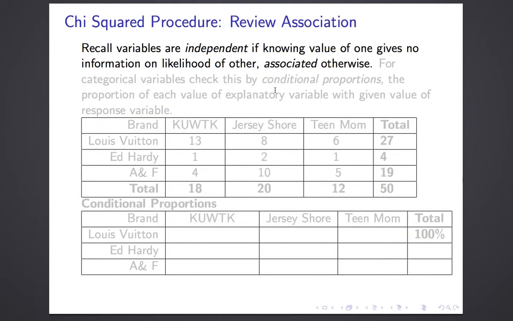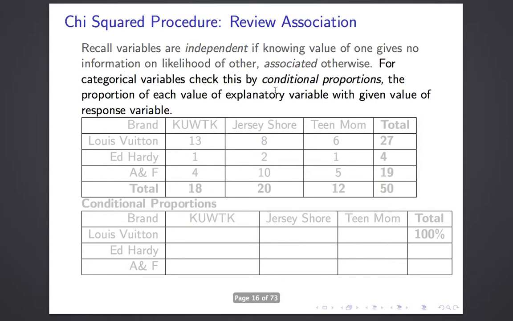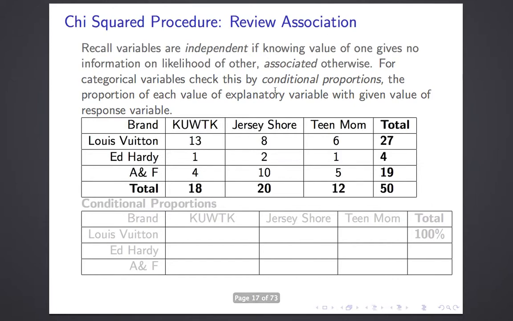Let me remind you that variables are independent if knowing the value of one gives you no information on the likelihood of the other, and they are associated or related otherwise. And remember, we checked this for categorical variables by looking at conditional proportions, that is, the proportion of each value of the explanatory variable with the given value of the response. So we can compute that here.